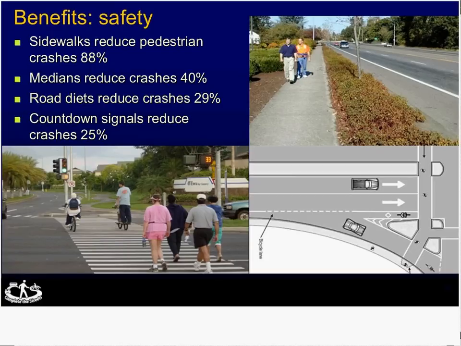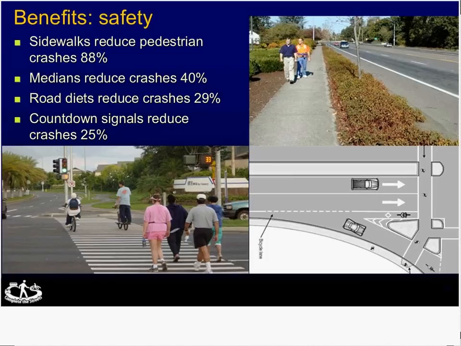We know from studies that have been done that sidewalks reduce pedestrian crashes by 8%, a significant reduction. Medians and refuges that help people cross the street reduce crashes 40%. Road diets, where we reduce a road and take out a lane, can reduce crashes by 29%. Often we're going from 4 lanes to 3. We get a reduction in crashes. We also get a slower street and an easier one to cross.